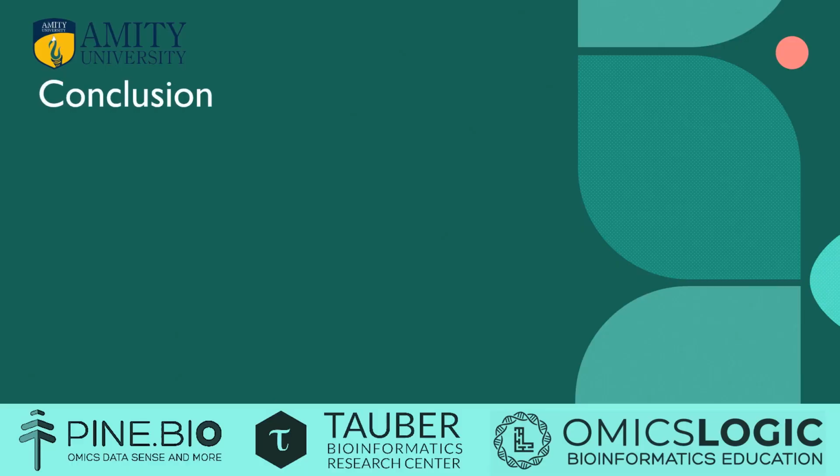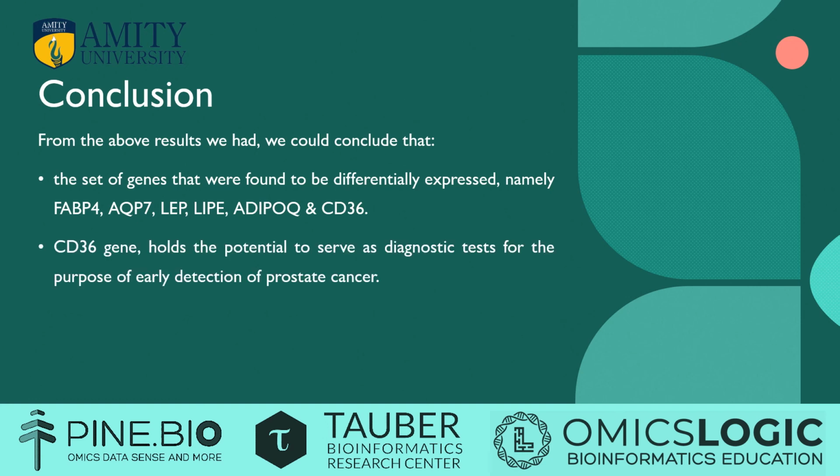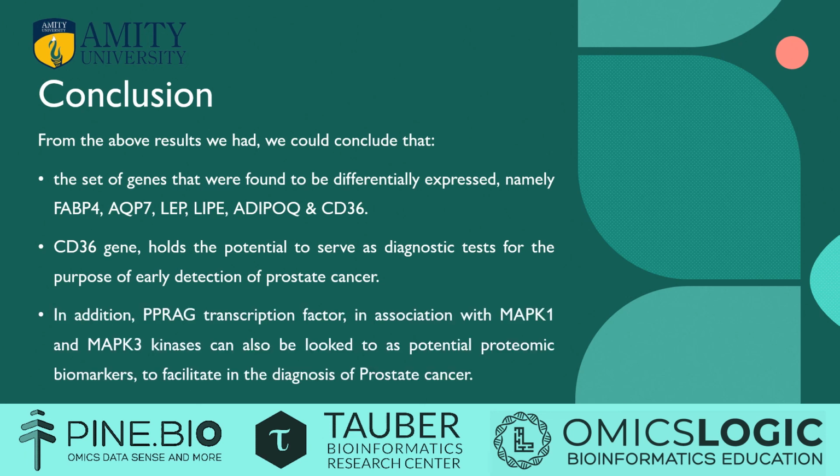From the above experiment, we concluded that the set of genes that were found to be differentially expressed, namely FABP4, AQP7, LEP, LIPE, ADIPOQ, and CD36. The CD36 gene holds the potential to serve as a diagnostic test for the purpose of early detection of prostate cancer. In addition, the PPARG transcription factor in association with MAP kinase 1 and MAP kinase 3 can also be looked to as potential proteomic biomarkers to facilitate the diagnosis of prostate cancer.